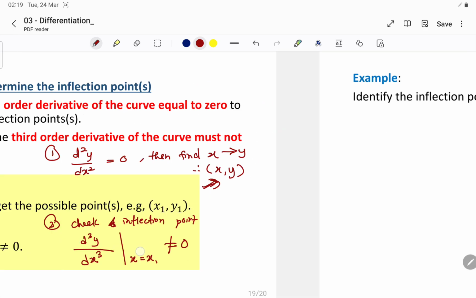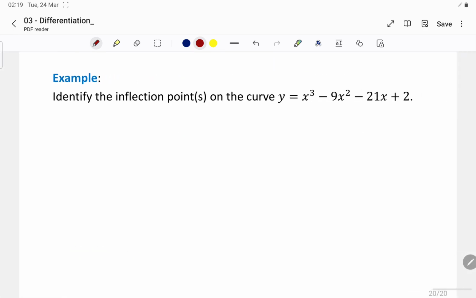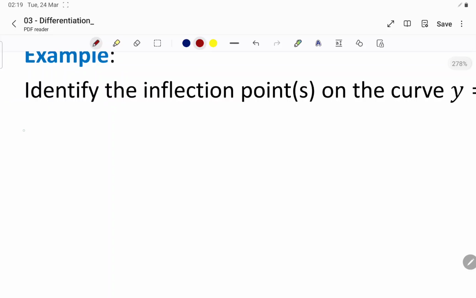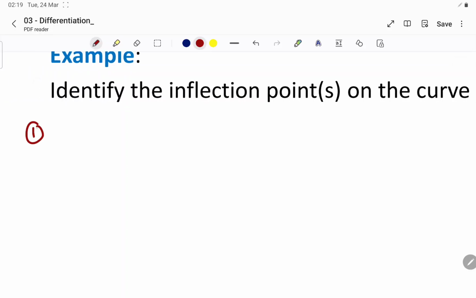So to make it easier for you, we go through an example. Identify the inflection point on the curve y equal to x cubed minus 9x squared minus 21x plus 2. For this question, they want us to identify the inflection points. Inflection points can be more than 1 point, it depends on the equation. For this one, we don't have the point, so we have to find the point first.